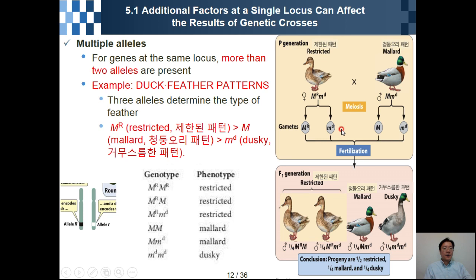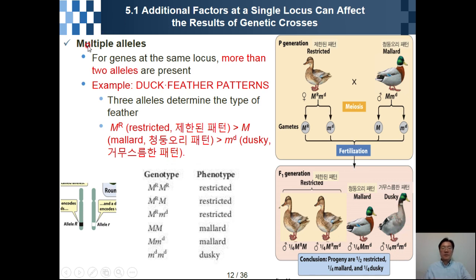How about in these cases, which come from large MR and small md? This case is also restricted. How about these cases? Large M, small md. This will show the mallard 청동오리 pattern. How about the final case? Small md and small md. In this case, the color will be dusky. They don't have brown.